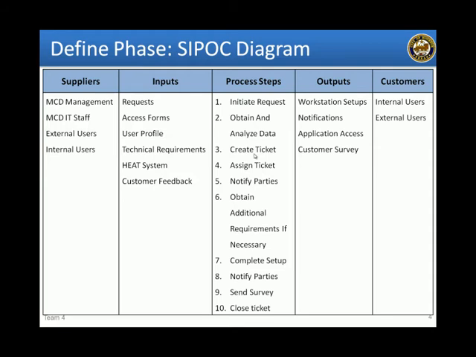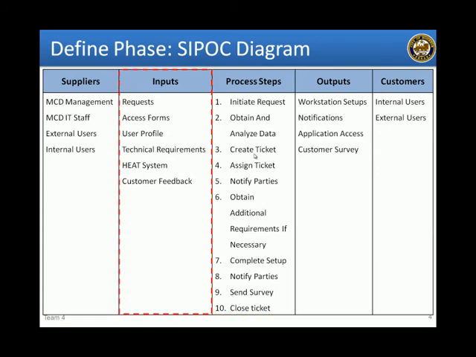Beginning in the middle with the process steps, the first step is the requester initiates the request. Then the help desk obtains the data and analyzes the request. Next, a ticket is created and assigned to a technician. If additional information is required, the requester is contacted and the necessary information is gathered. If no additional information is needed, the setup is performed, and once complete, the appropriate parties are then notified. A survey is sent to the requester and the ticket is closed.